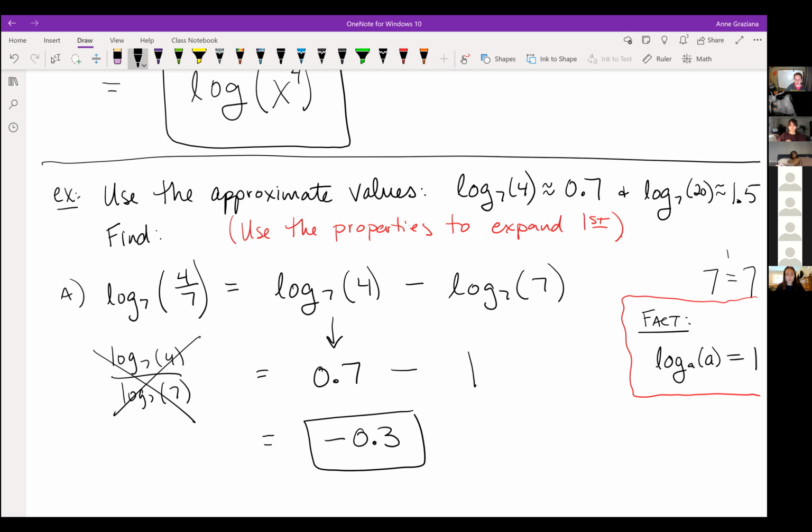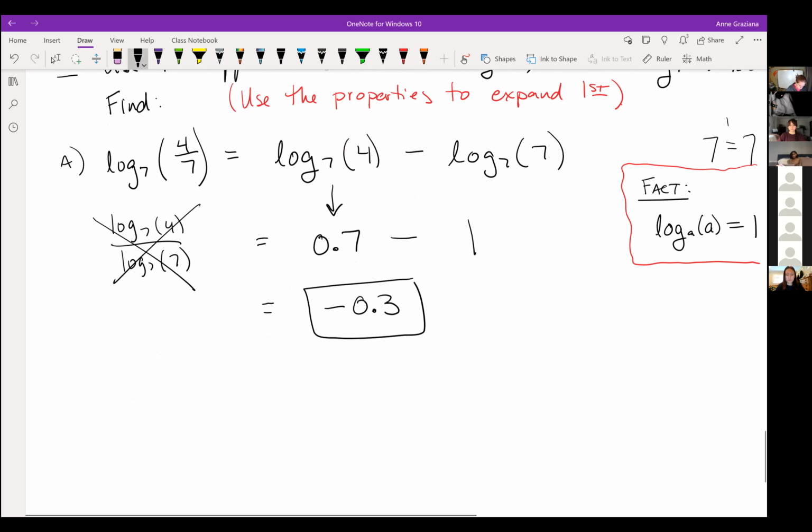Okay, any questions? All right, let's do another one. Let's say you have log base 7 of 16.